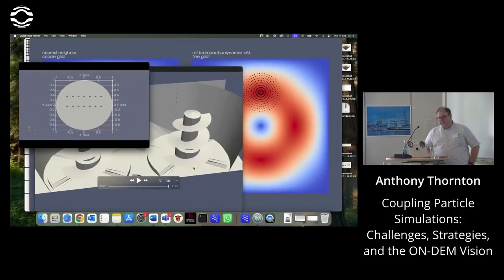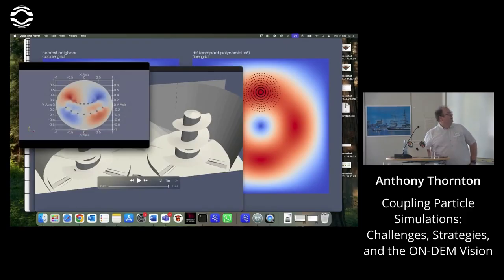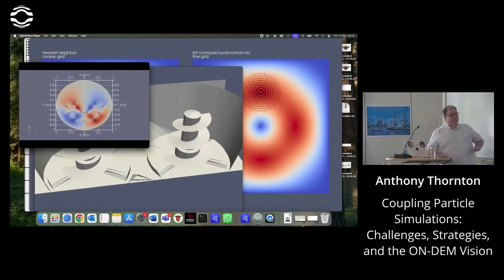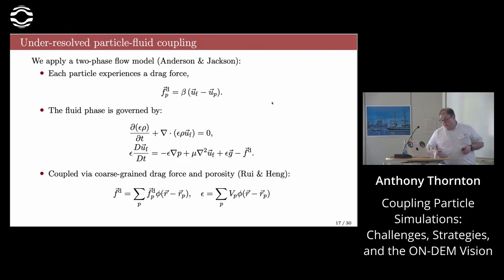Just to show, this is a very old video of mine. This is ON-DEM Mercury coupling with particles in it. I call it my smelly face one, in a rotating drum with 16 particles fully resolved. Yeah, sorry, that's a really old simulation. And there's my mesh refinement. That's a really old simulation of mine. So we do fully resolved as well. And that's the first thing we did.